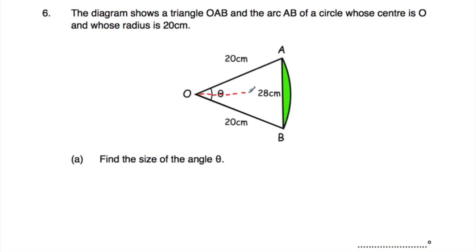So I'm going to just cut this in half like so. It was an isosceles triangle, so that means that it will be a right angle there, and it will be 14 centimeters above, half of the 28, and 14 centimeters below. And we've now got a right angle triangle. And the angle here will be, instead of being theta, it will be, let's call it y, and that'll be half of theta. So whenever we find y, we can double it to find the size of theta.